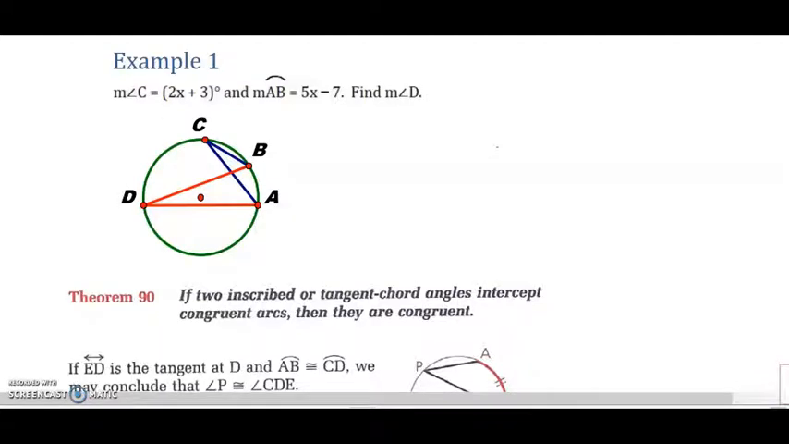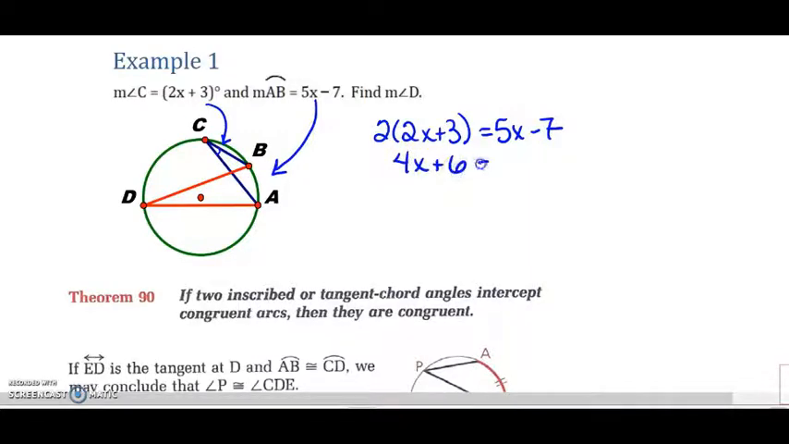Let's look at an example. Angle C here is 2x plus 3. The measure of the arc is 5x minus 7. So if we take twice the measure of angle C, that will be equal to the measure of the arc. So 4x plus 6 equals 5x minus 7. So x equals 13.